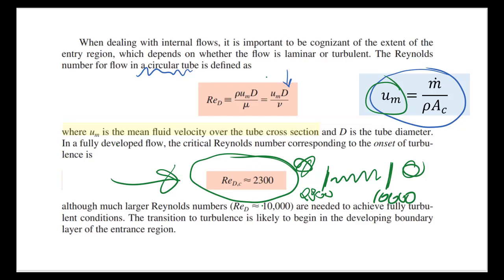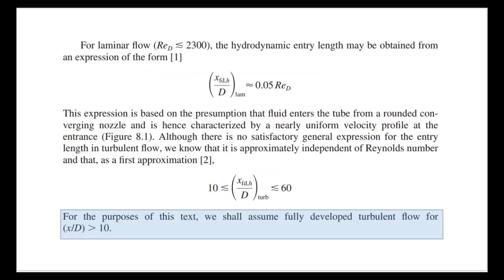So I'm sorry, it says somewhere that we'll just utilize this value of 2300. And the text will basically say, if there's anything above 2300, you can assume it's turbulent. But I think most of their problems will try to make the Reynolds number for fully turbulent flow above 10,000.